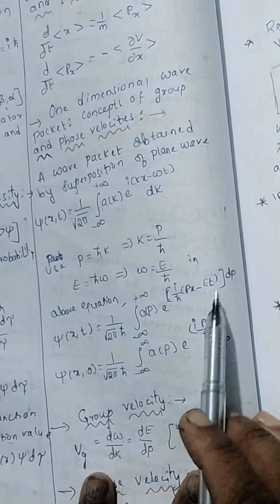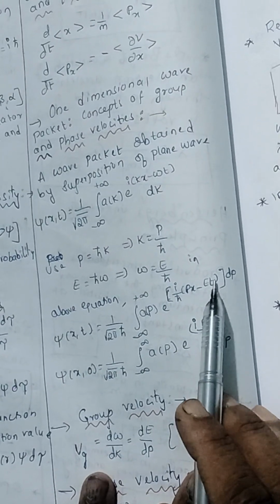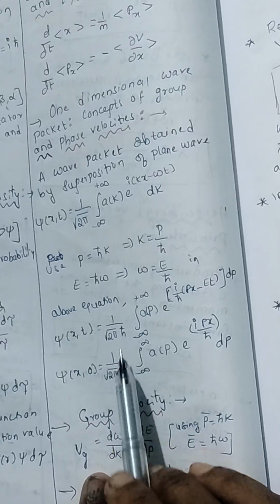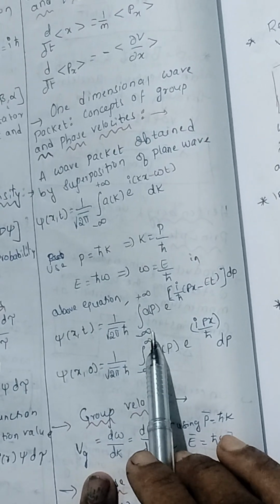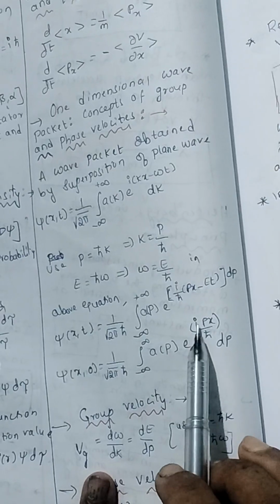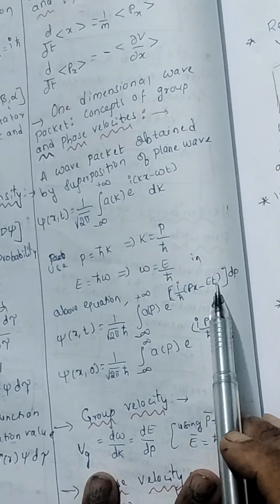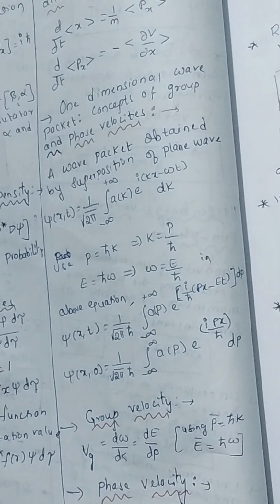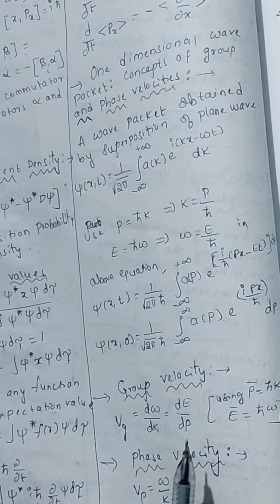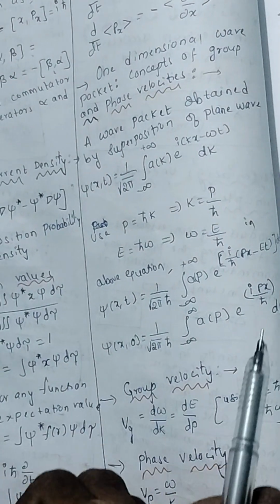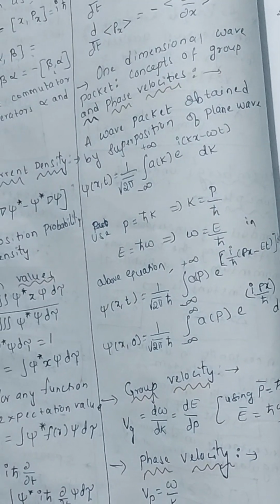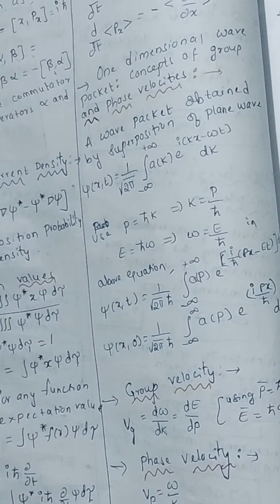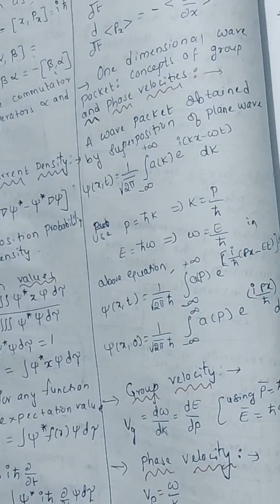Now, if t equal to 0, this term e to the power of 0 will be equal to 1. So the equation becomes 1 by root 2 pi h cut, integral from minus infinity to plus infinity, a of p e to the power of i px by h cut, into dp. Now, group velocity. Group velocity means if all the waves in a group move in a forward direction, then the velocity of that we call the group velocity, the speed of the overall wave packet in a simple manner.